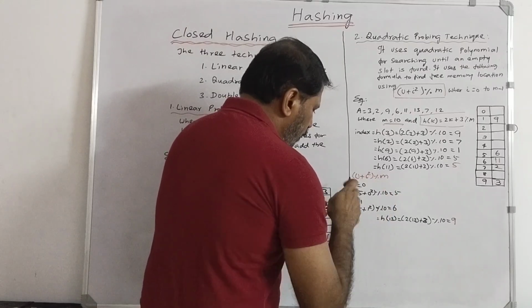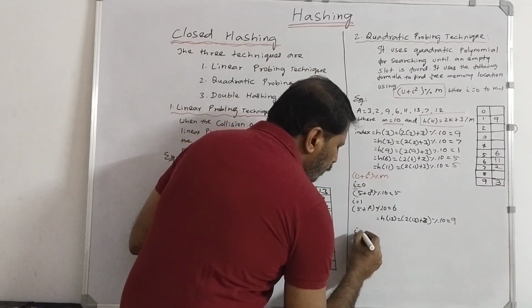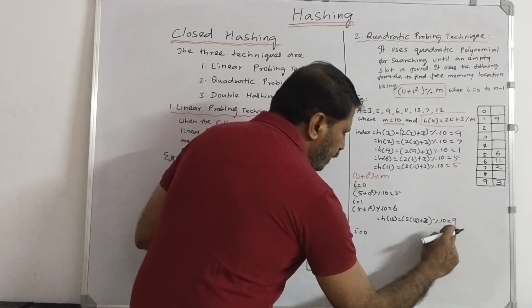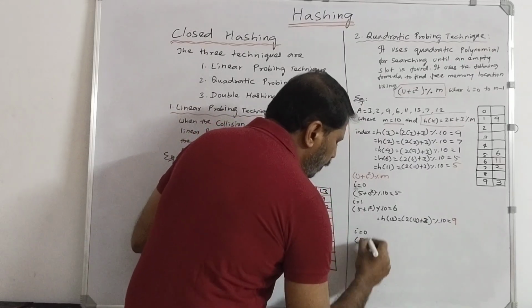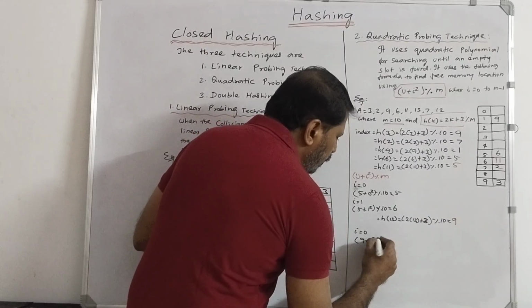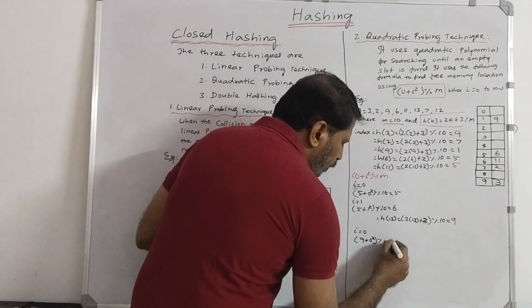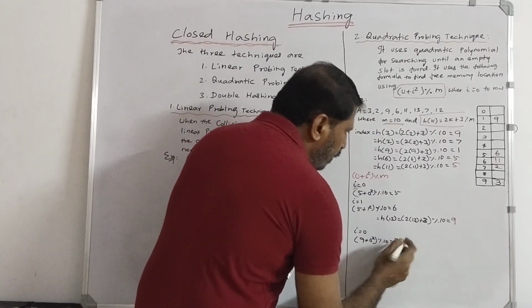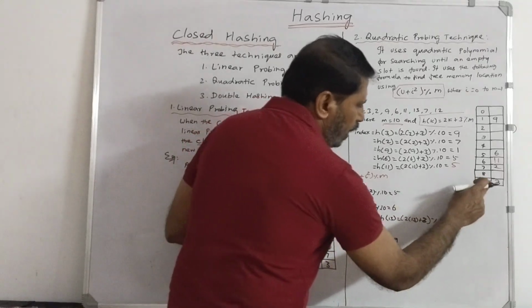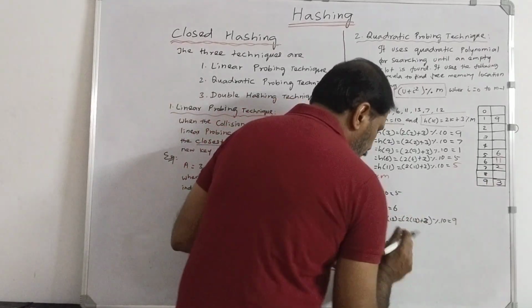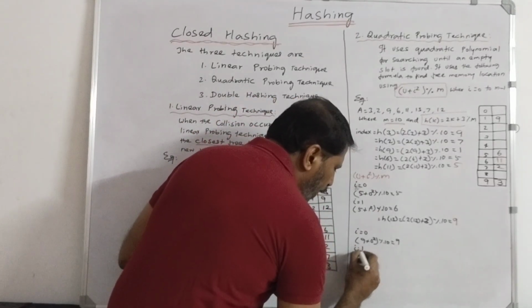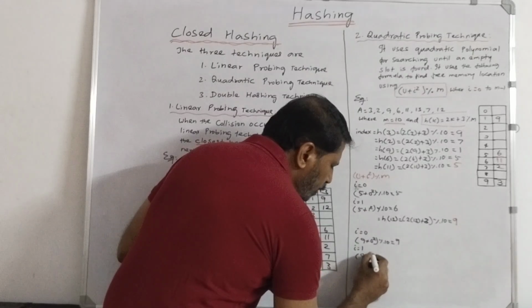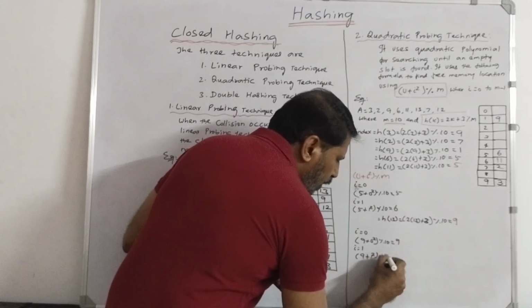So that's why i becomes 0. We use the index, which is 9. So 9 plus 0 square modulo 10. What is 9 plus 0 square? It is 9 only, and 9 is already filled, so we are unable to store it. i becomes 1 now. So 9 plus 1 square modulo 10.